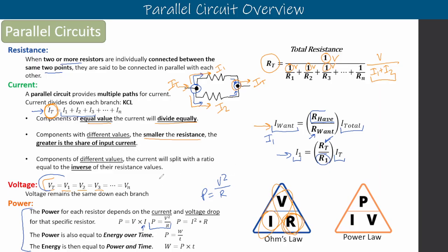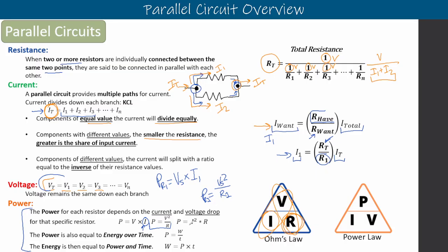Right? So if we were looking for power through the R1 resistor, we would need the voltage, and that could be the voltage source because the voltage stays the same. We'd have to multiply by the current down that resistor, I1. Right? But in this one, we can say that this is just the voltage source and the R1 resistor, and that's going to give us the R1 power. So that makes it a little bit easier on us.